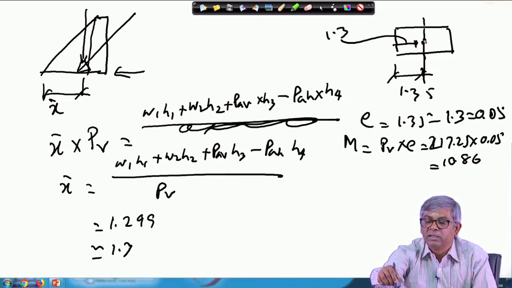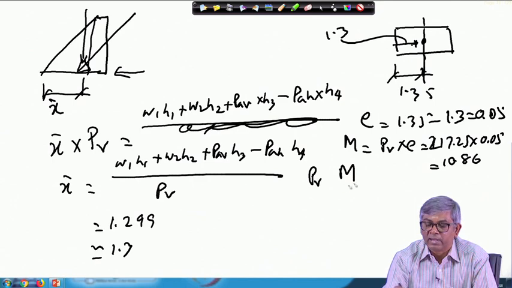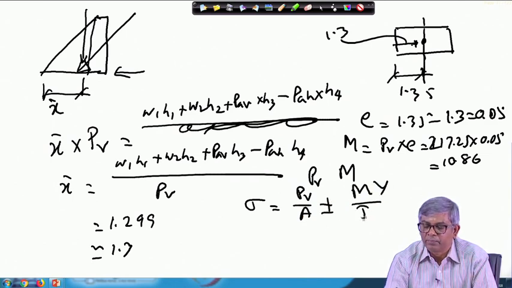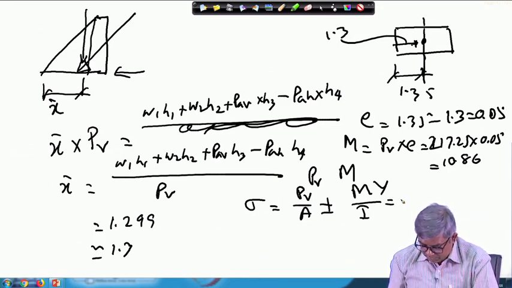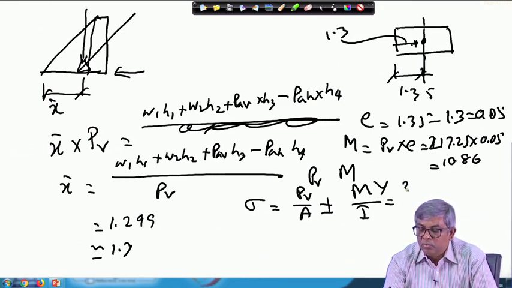And now I have also discussed in bearing capacity, that when an eccentric force is acting, then that force can be considered at the center in addition to a moment. So, when PV and M are acting together, then your sigma becomes PV by A plus or minus My by I. This is the formula.